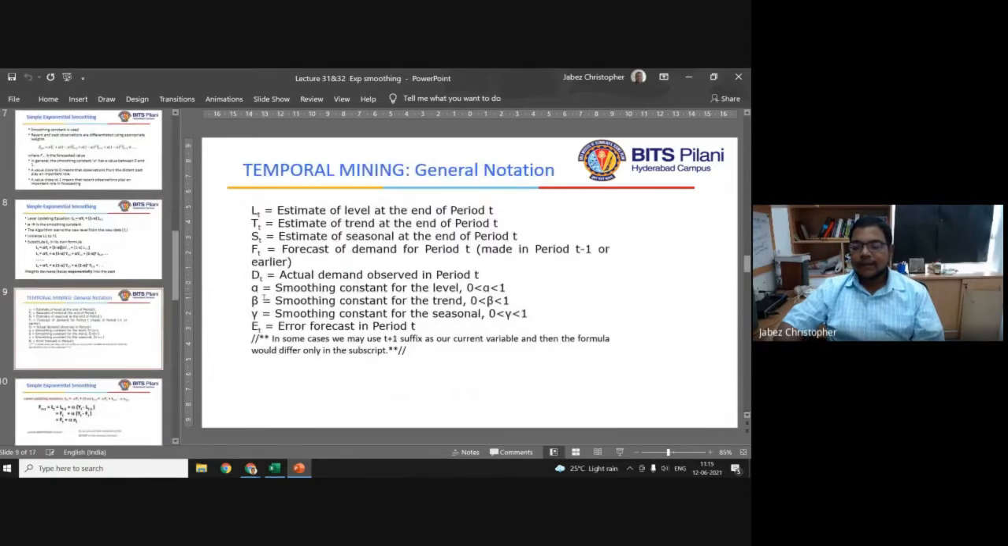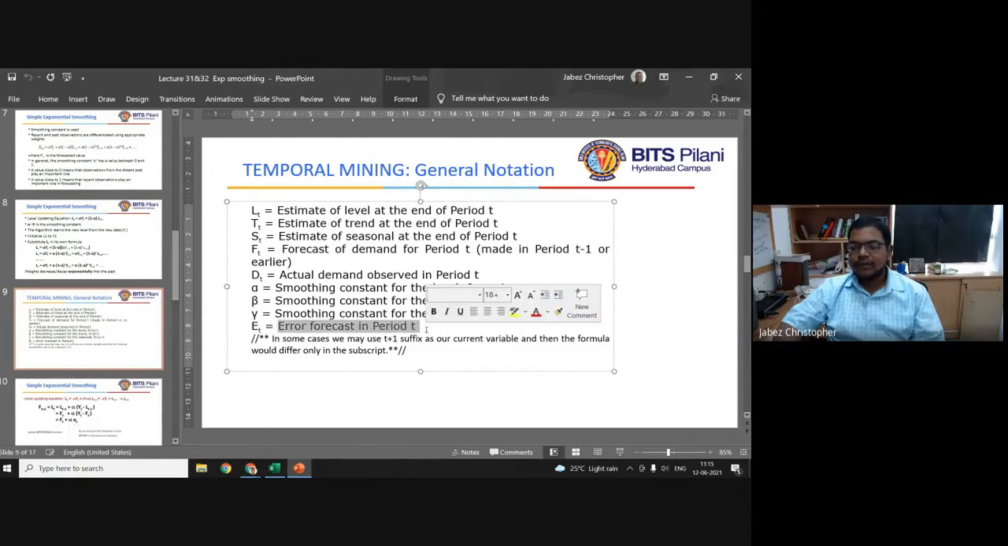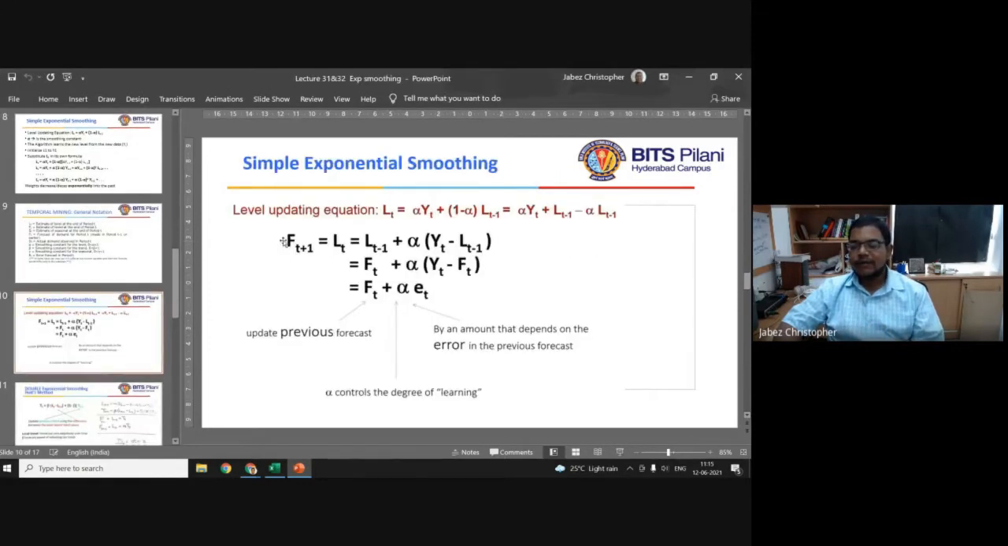Okay, that's what alpha, beta, and gamma are over here. So they are used for level, trend, and seasonality. And the three values range from 0 to 1 typically. And E(t) is the forecast error. And generally, in our problems we will be using the value of t plus 1 or t. So if it is t plus 1 here, we'll be having t over here, L(t).